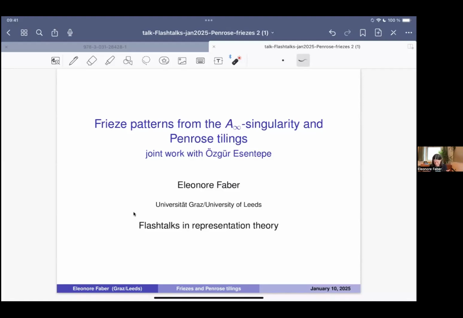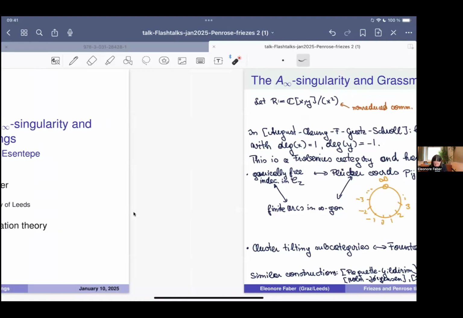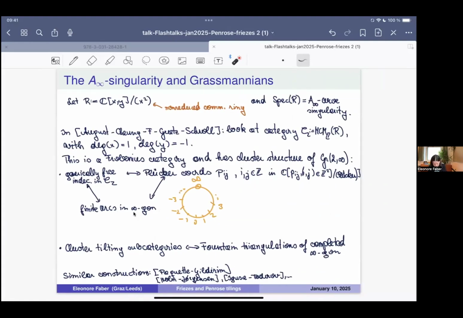I'll give a short report on some joint work with my postdoc Özgür Esentepe, who is also somewhere in the audience. So we start. I hope this is all readable. I'll go through that quickly.